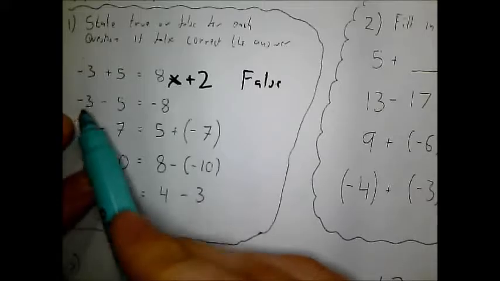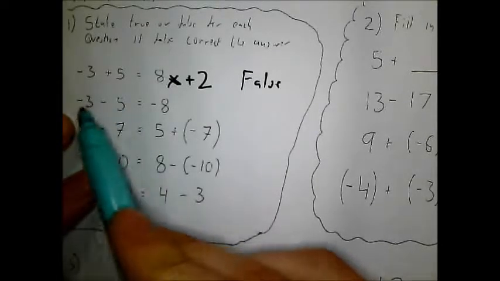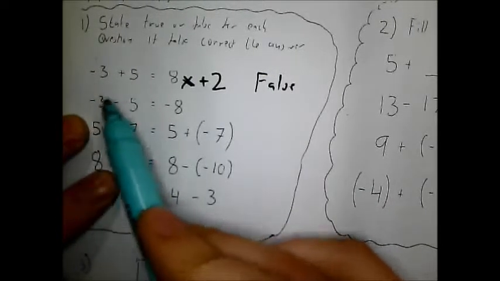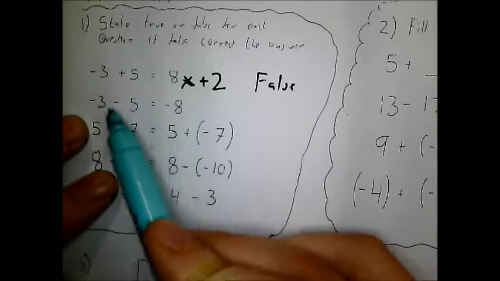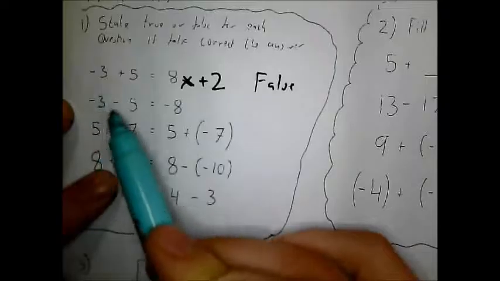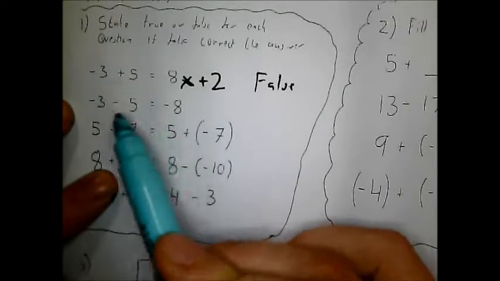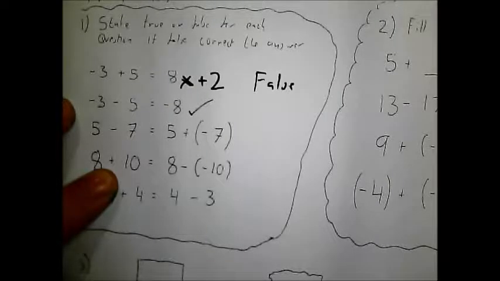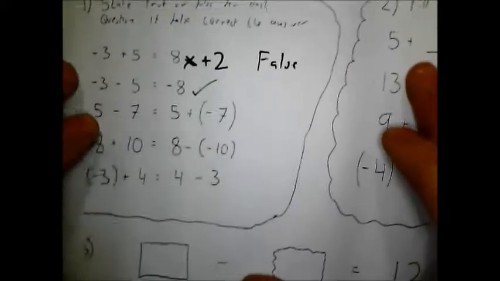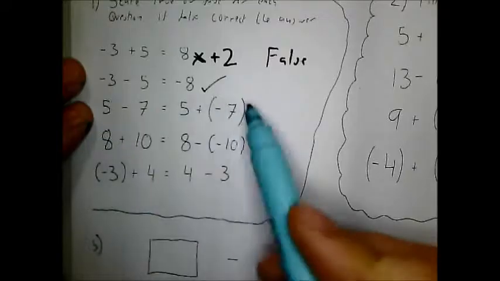Okay, this one. Once again, I can start at any number, either the negative 3 or the negative 5. So I'm going to start at negative 5, and I'm going to combine it with a negative 3, so it's going to go down by 3 from negative 5, and it indeed gets us to negative 8. That one's correct.